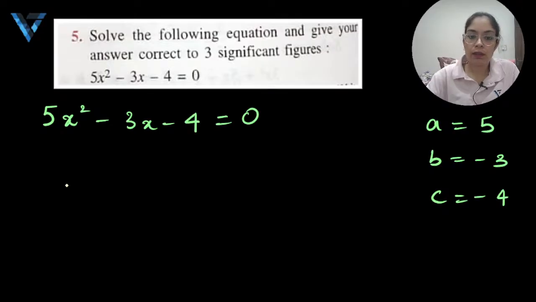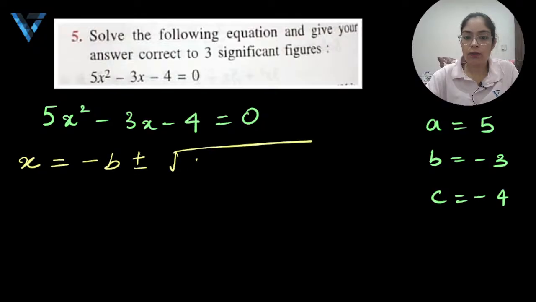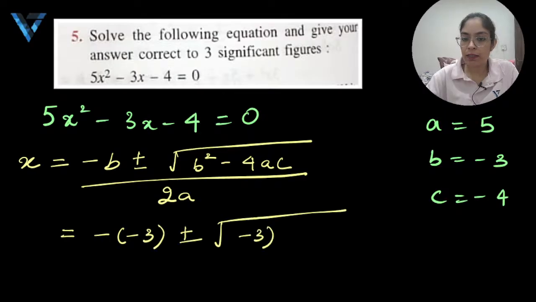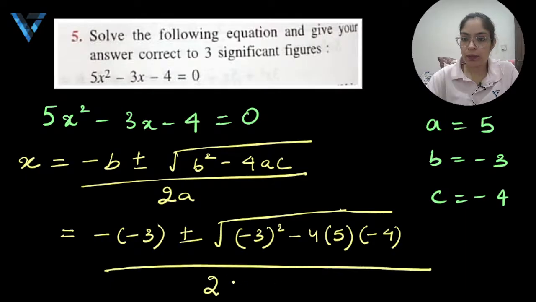Now let's substitute it in the formula. x is equal to minus b plus or minus the square root of b squared minus 4ac, all over 2a. So let's substitute: minus b, minus of minus 3, plus or minus the square root of minus 3 whole squared, minus 4 into a is 5 and c is minus 4, over 2a, which means 2 into 5. So here minus minus will get cancelled.